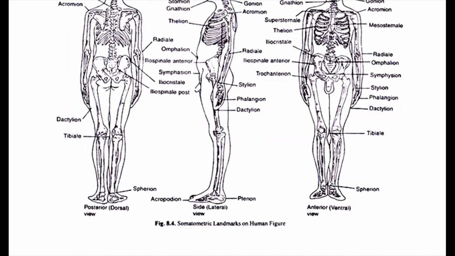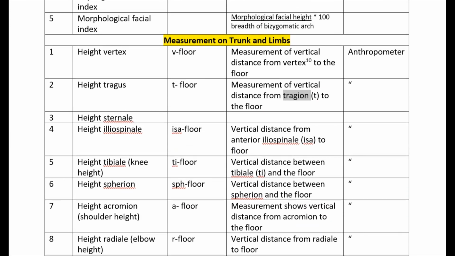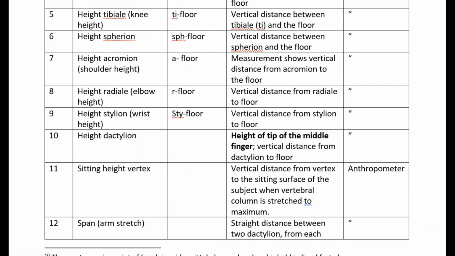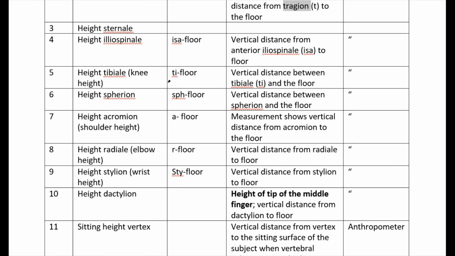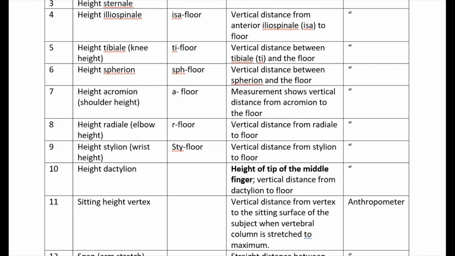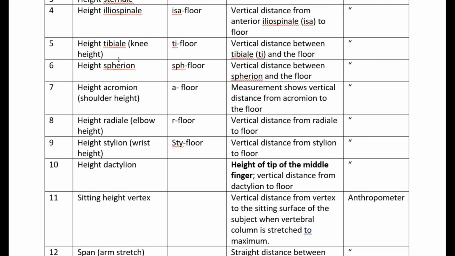So tibiale, so far clear? You use the anthropometer rod. Tibiale has the abbreviation TI. Next is height sphyrion. Again, all these names are in reference to the bones that we are studying. Here we are taking the vertical distance between the sphyrion and the floor.